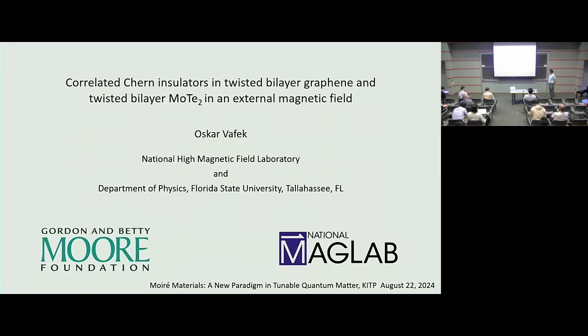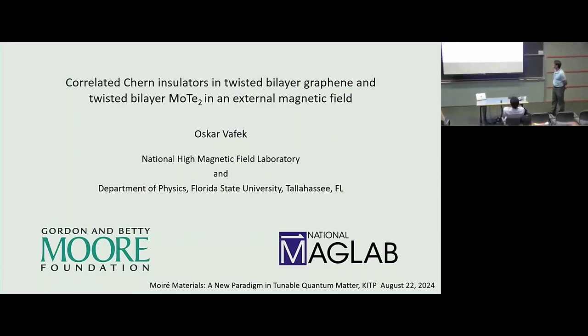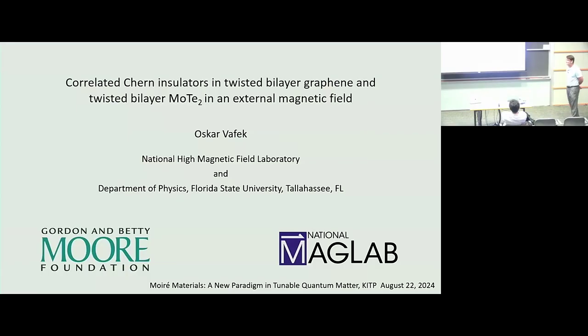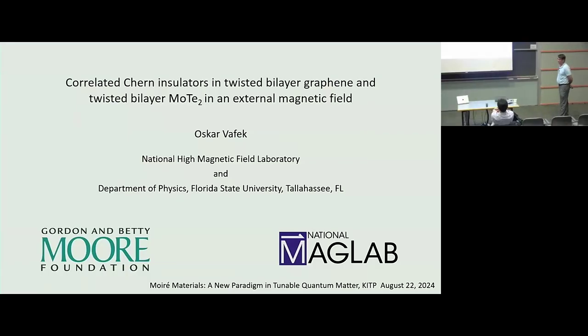I will talk about correlated Chern insulators in twisted bilayer graphene, and if time permits, also twisted bilayer MoTe2. This talk will be entirely focused on the presence of an external magnetic field, although of course I'll try to make a connection to zero magnetic field results as well.